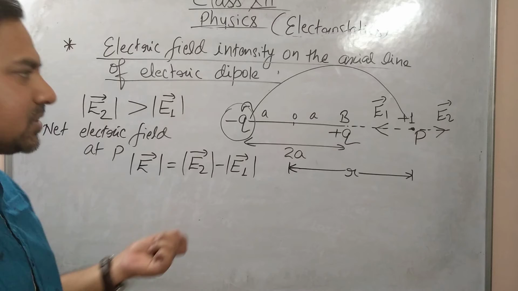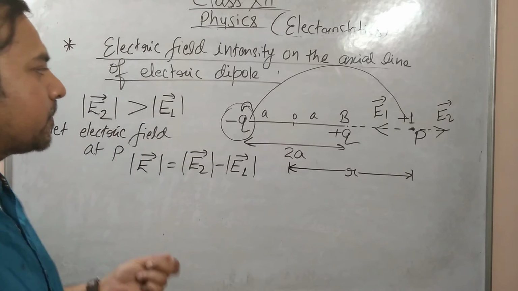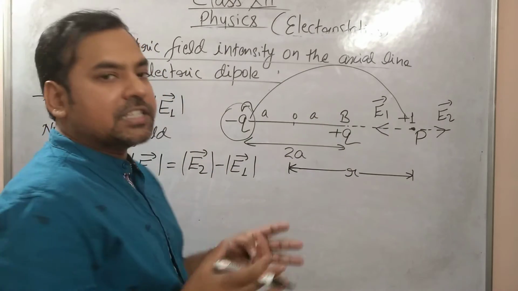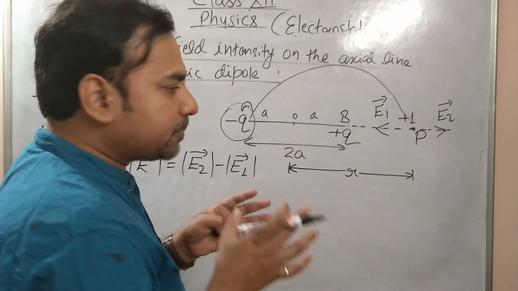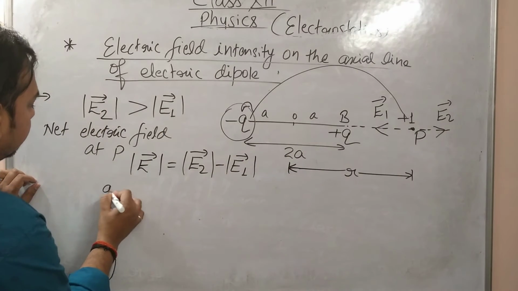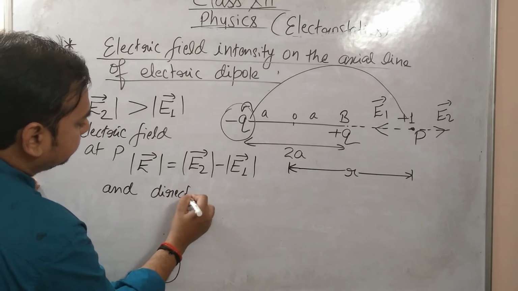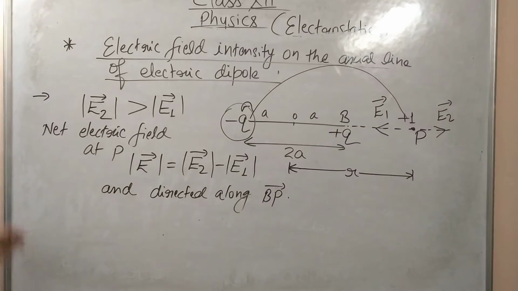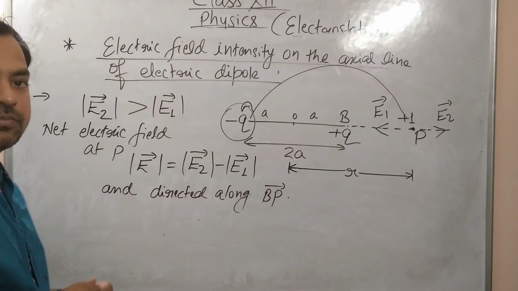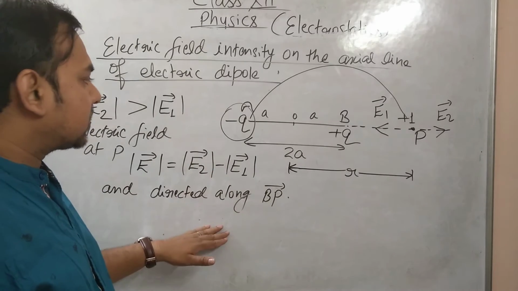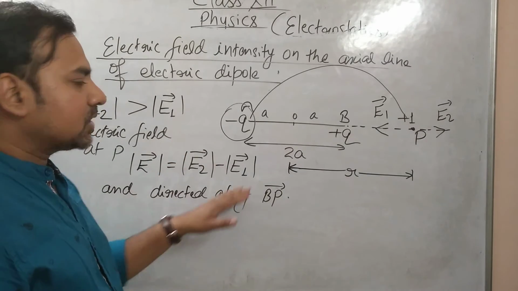What about the direction? As we know that E2 is greater than E1, the final resultant direction at point P is along BP, in the direction of E2, as E2 is greater than E1. I hope the concept is clear up to here.